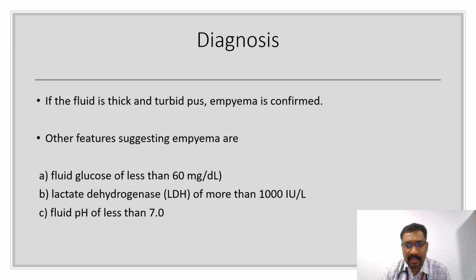I think it's very easy to diagnose if the fluid is thick and you can get macroscopic pus. There is no difficulty in confirming empyema. But in certain other situations, a complicated parapneumonic effusion or something similar to empyema has to be suspected if the fluid glucose is less than 60 milligram per deciliter, or the lactate dehydrogenase value of the pleural fluid is more than 1000, and the pH of the fluid is less than 7. In such scenarios, these patients might require not just aspiration but an intercostal drainage tube.